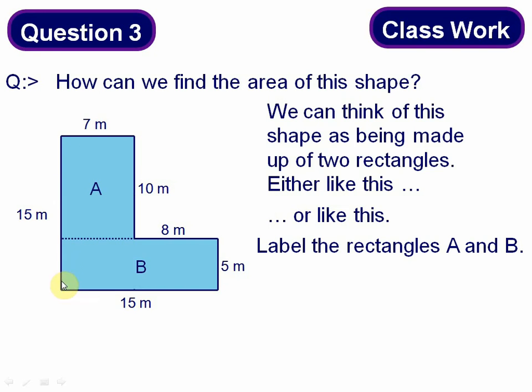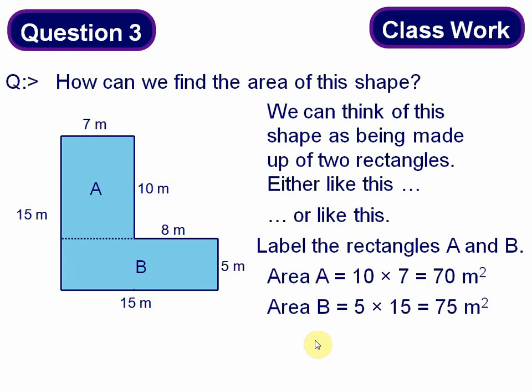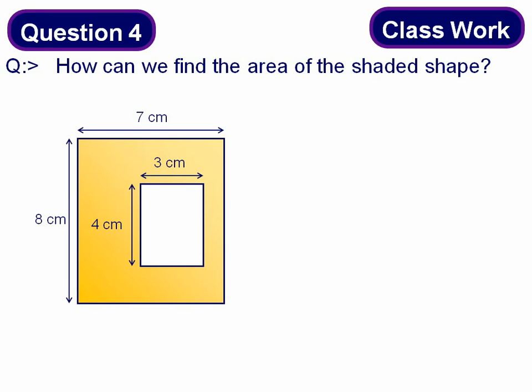The 15 meters is the whole length of this figure. So 7 multiplied by 10 becomes 70 meters square. And the next is the lower rectangle, whose measurements are 5 meters and 15 meters. So the area of this, 5 into 15, is 75 meters square. When we add both areas, we get the complete answer, 145 meters square.